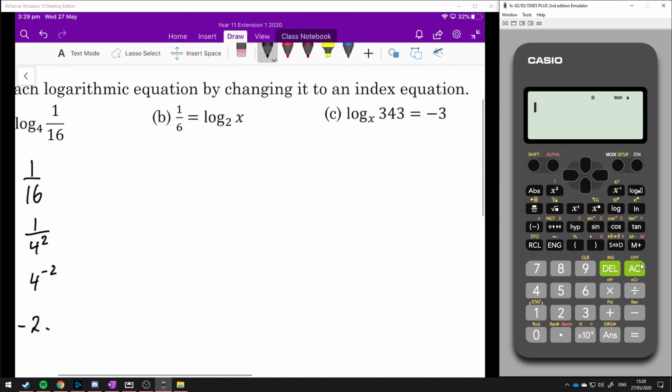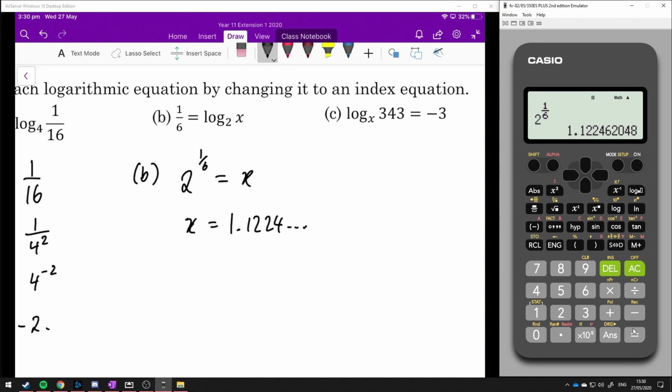Okay, part B, we've got a little bit different. This one says 1 over 6 is equal to log base 2 of x. So what this one is saying is 2 to the power of 1/6 is equal to x. Well, that's easy. We can just put that straight into a calculator. 2 to the power of 1 over 6 is equal to something really disgusting. So x is equal to 1.1224... Okay, so that is a really gross number.